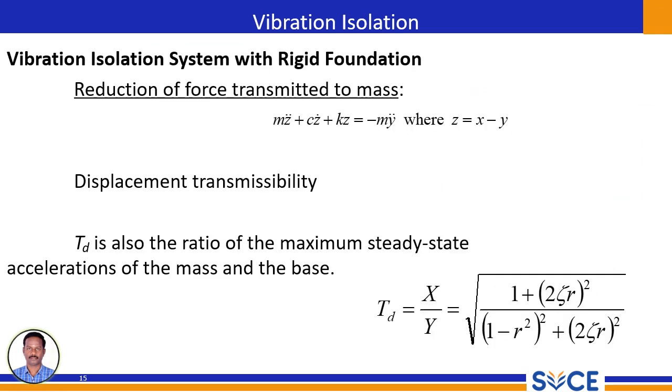In this slide, we are seeing the relevant equations and definitions with respect to reduction of force transmitted to the mass, that is, a vibration isolation system with rigid foundation. However, this time we are focusing on the displacement of the mass rather than the force transmitted to the foundation. The equation m z double dot plus c z dot plus k z equals minus m y double dot, where z equals x minus y, describes the motion of the mass relative to the base.